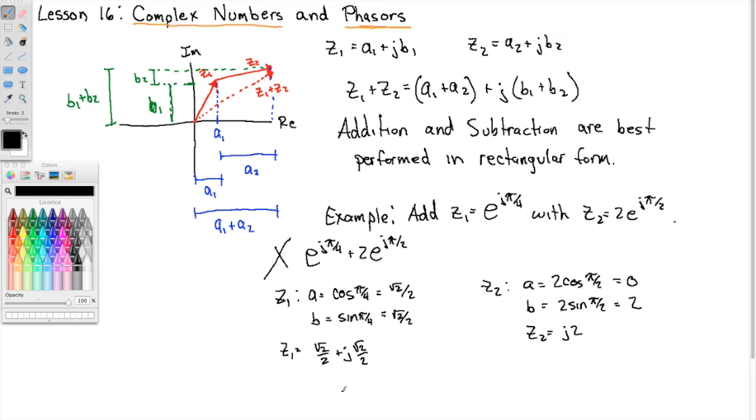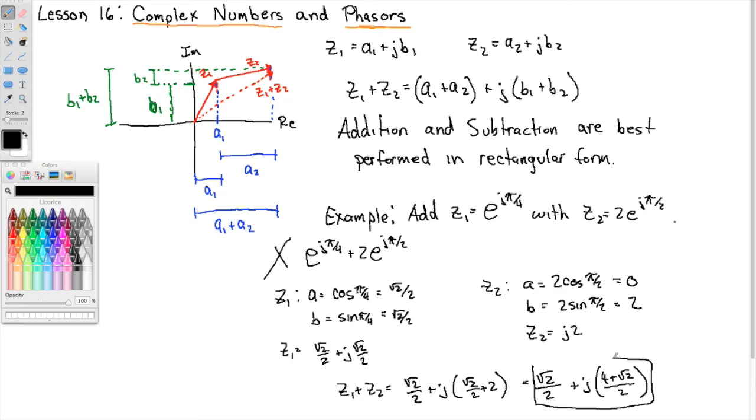So now when I do the addition, z1 plus z2, I have a real part, square root of 2 over 2, and an imaginary part, square root of 2 over 2 plus 2. I can get a common denominator if I like. 2 is 4 over 2, so this is 4 plus root 2 over 2. All right, there's our answer. And if you want, you can convert this back to exponential form by getting the phase and the magnitude.